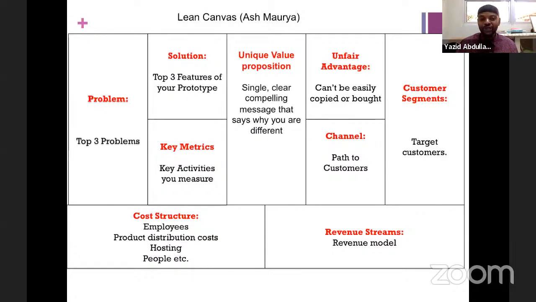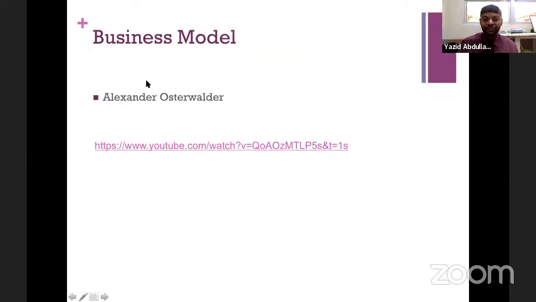There are certain situations where you do need to write a business plan, by the way. But in many cases, you don't need to design a business plan. If investors tell you we need a business plan, then you have to write it. Otherwise, the business model canvas is enough for you. It lays out the plan for your startup in a single page.